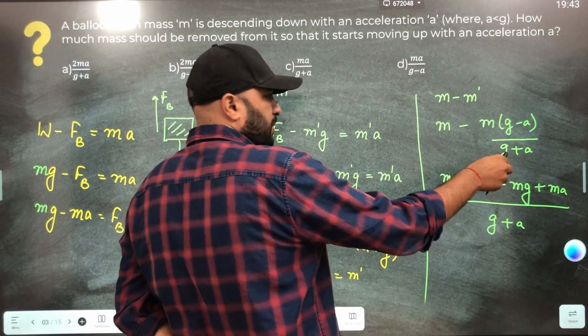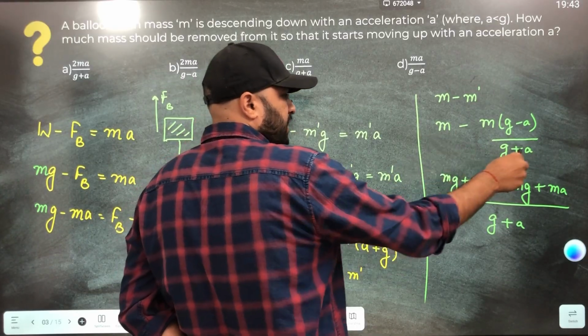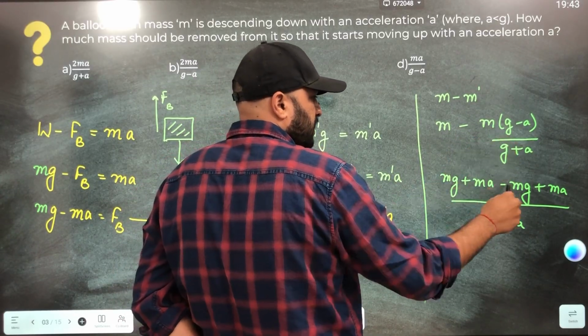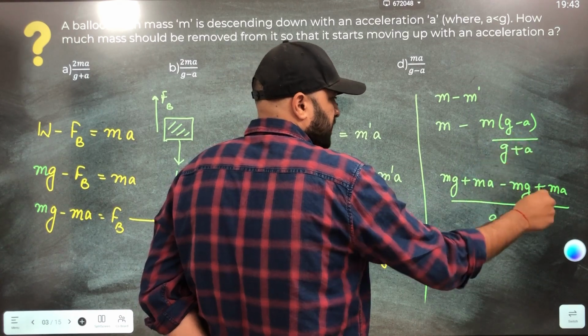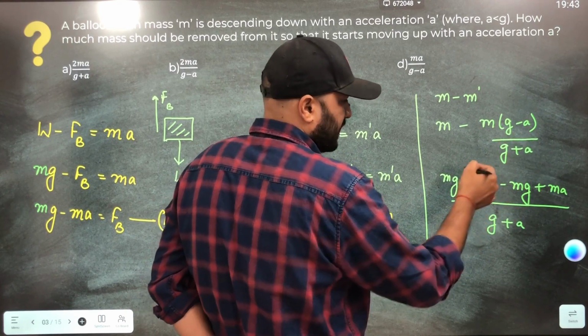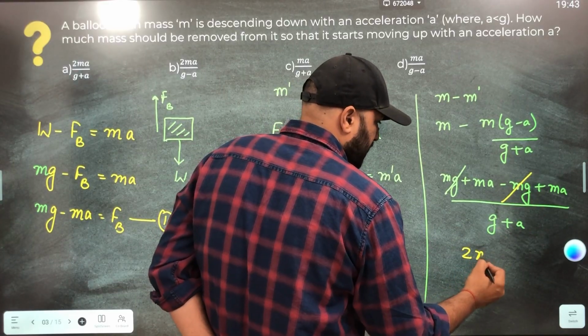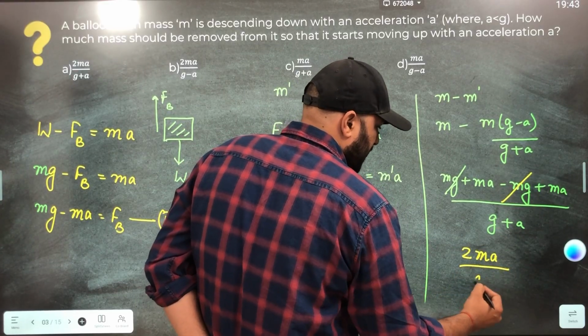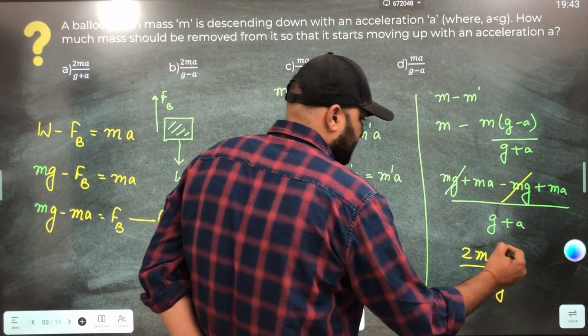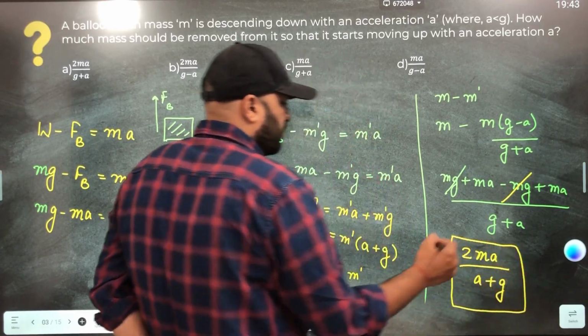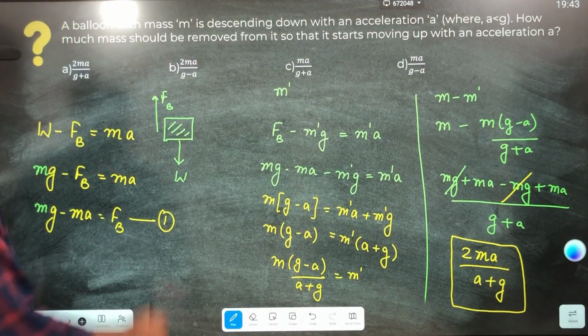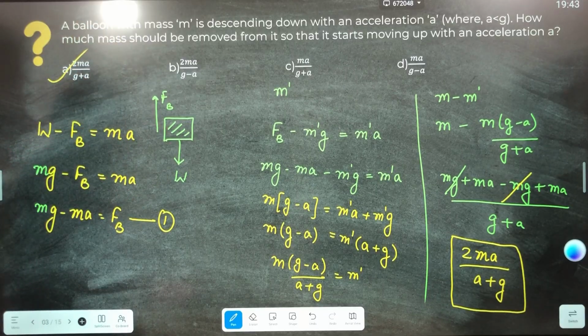Let me repeat again. I multiplied m with g, mg, m with a, ma, minus mg, minus minus plus ma. Let's cancel out what is getting cancelled. Correct? ma plus ma, 2 times ma whole divided by a plus g or g plus a. This is our final result. This is the amount of mass we have to remove, which is option A. I hope this is clear.